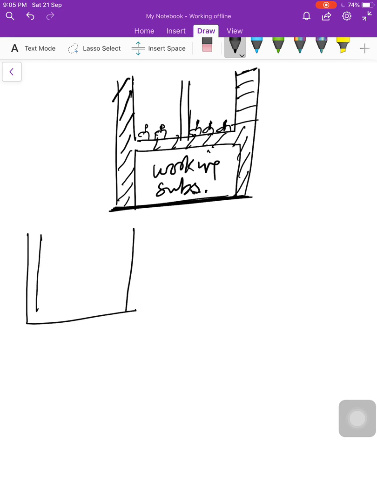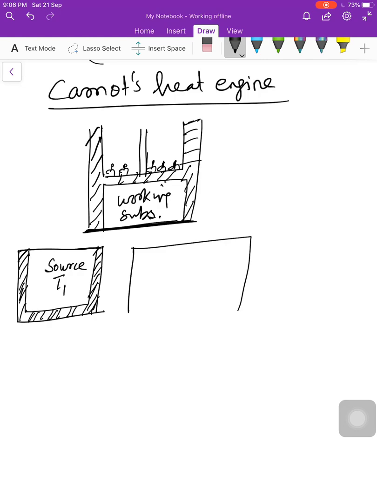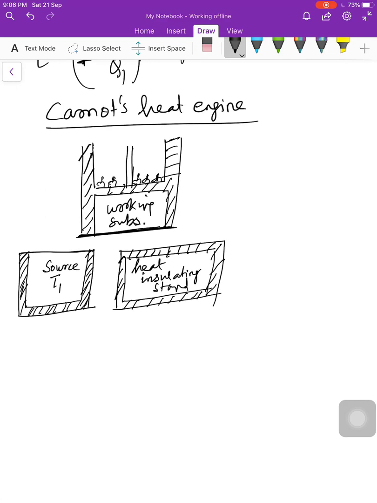Now here for the source, let me draw it properly. See, in this container I'm going to keep my source. The top part is conductor, but the rest three parts I'm insulating, so that there can be no heat exchange from these three sides, the shaded sides. This is my source at some temperature T1. Then I have another part which I am calling the heat insulating stand. It is insulated from all sides. I don't want any heat exchange from any of the sides. Then I have my sink similar to the source. After all, it is also a reservoir, but it is at lower temperature.